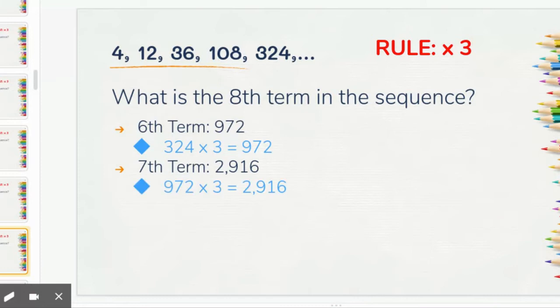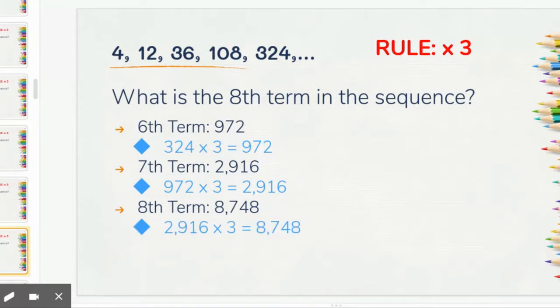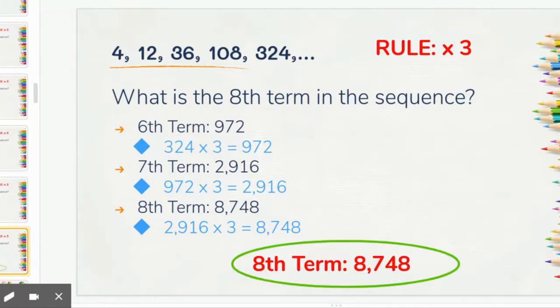By multiplying by 3, 972 times 3, I get 2,916. The next term is 8,748, and that's the 8th term because 2,916 times 3 is 8,748. So the 8th term in the sequence is 8,748.